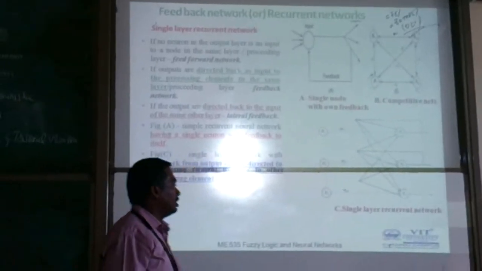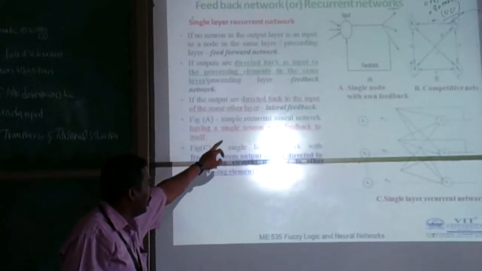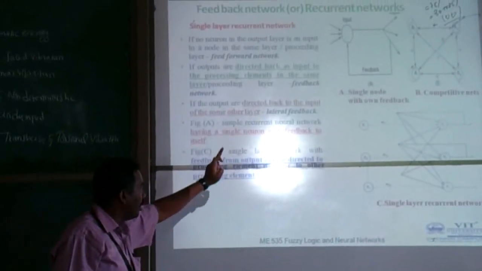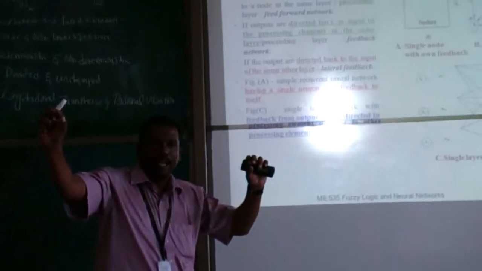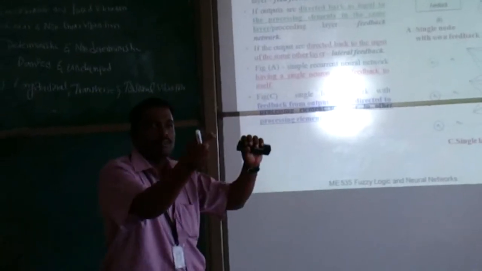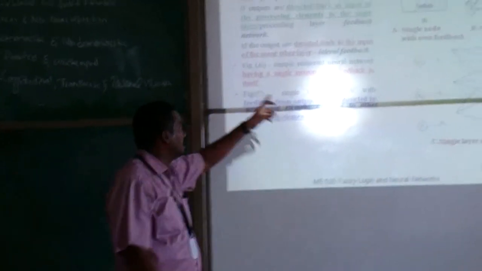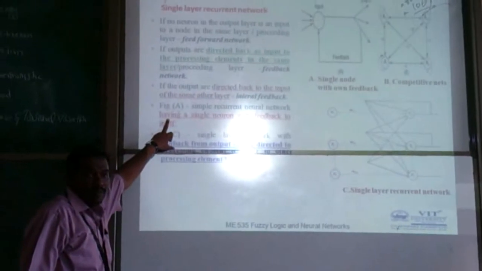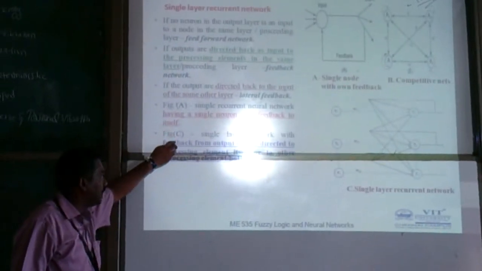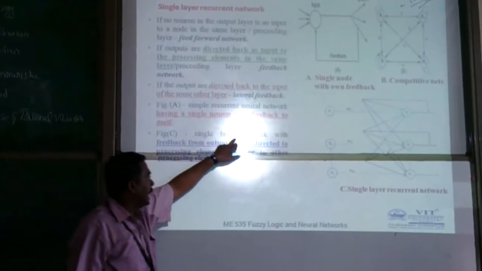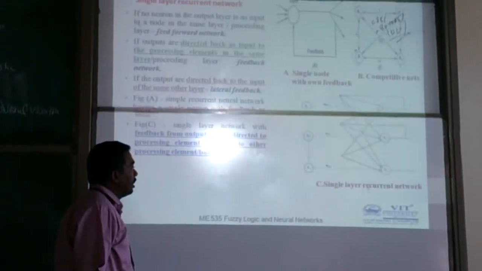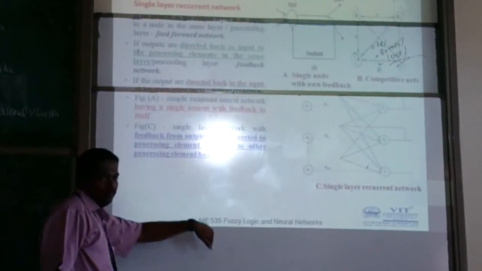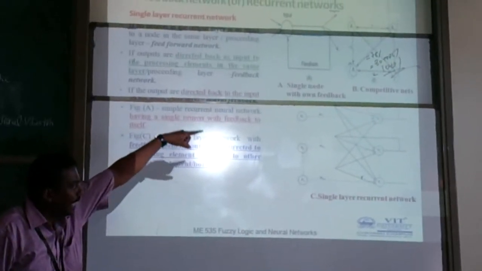Then coming to single layer recurrent networks. Figure A indicates a simple recurrent network, where a single neuron feeds back to itself. As I said, if you have an input layer and the corresponding output layer, the output layer is again fed to the corresponding input layer. That is called a simple feedback network. Then figure C indicates a single layer network in which feedback from the output can be directed to the processing element itself or to other processing elements.